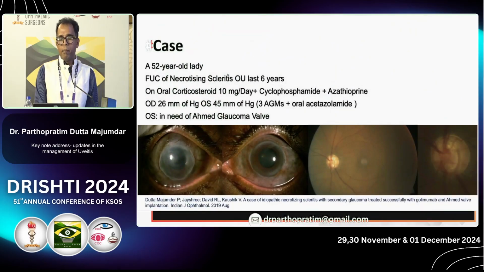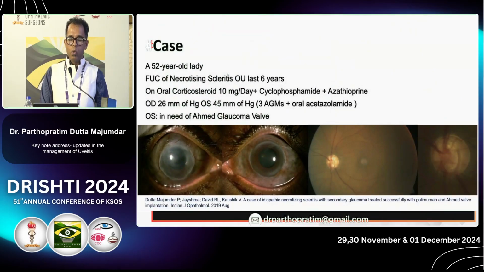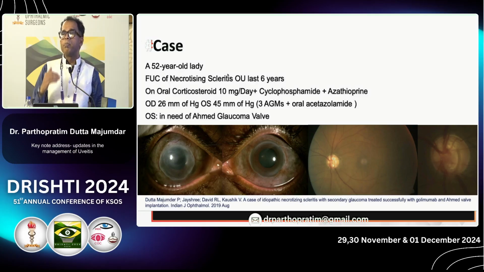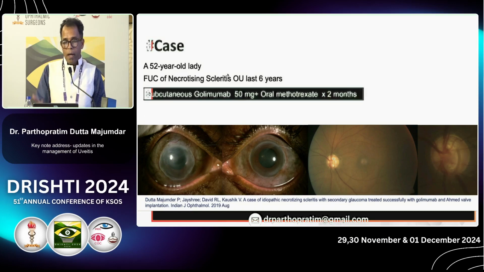I'll give you an example. A 52-year-old lady, a known case of necrotizing scleritis for the last 6 years, treated with corticosteroid, cyclophosphamide, azathioprine, and resistant to all drugs. IOP was significantly high. I'll just cut short the discussion so that I can finish all the slides. The IOP was so high, the patient was in need of an Ahmed glaucoma valve. But because of active scleritis, it was very difficult to allow the patient to go for surgery.